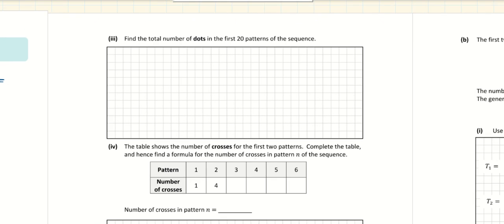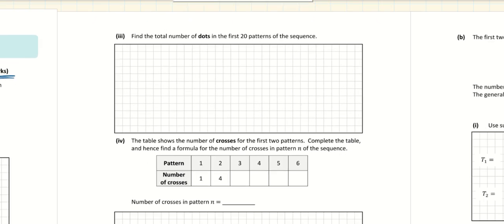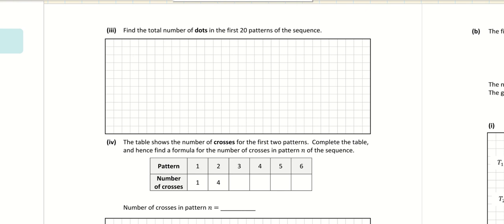Okay, find the total number of dots in the first 20 patterns of the sequence. Okay, so when you see the word total, you need to think Sn. So Sn, remember, is n over 2 times 2a plus n minus 1 d. Okay, so if you see total, that's what you're looking for. Okay, and here our first one for dots was just 1, and our difference was just 1. So a is 1 and d is 1. And first 20, so n is 20.